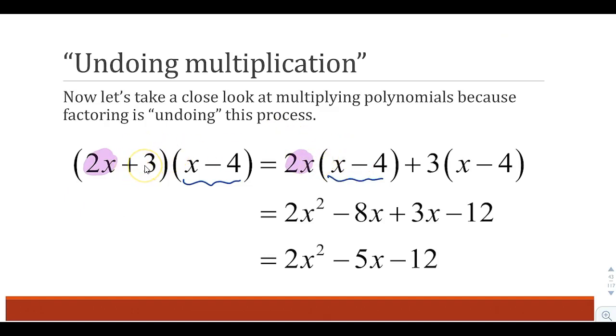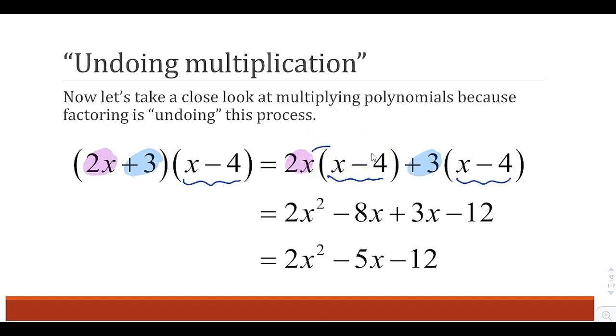And then what we're going to do is take the second term from the first binomial. So we're going to take the positive 3, and we're going to multiply that by the binomial x minus 4. So 2x gets multiplied by the entire binomial, and positive 3 gets multiplied by that second binomial as well. And then what we would do is distribute the 2x.